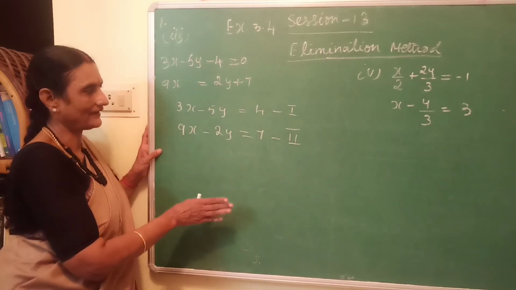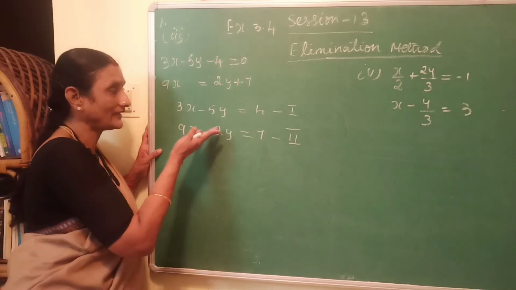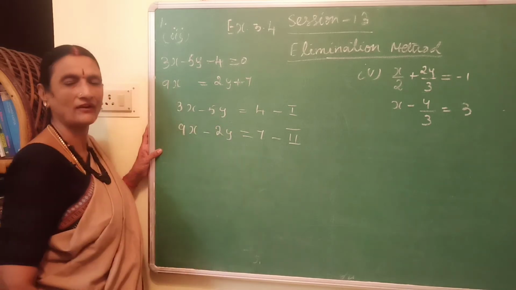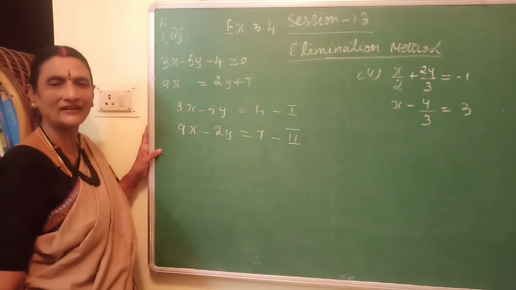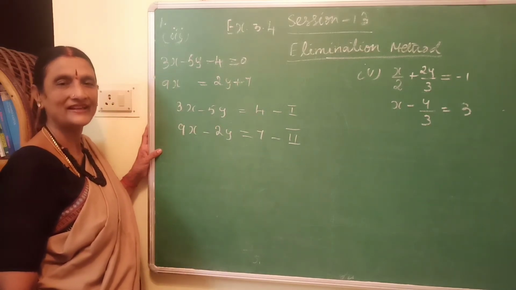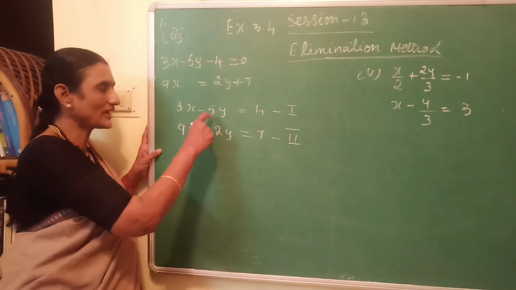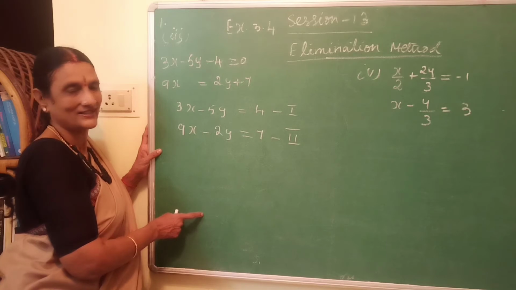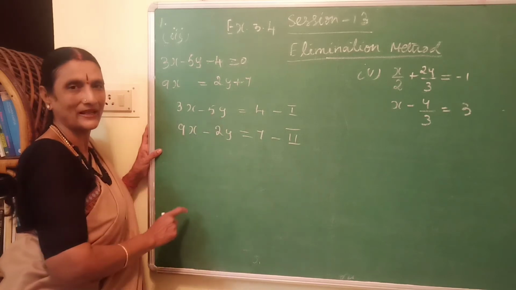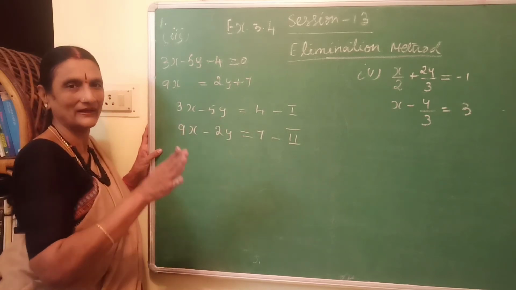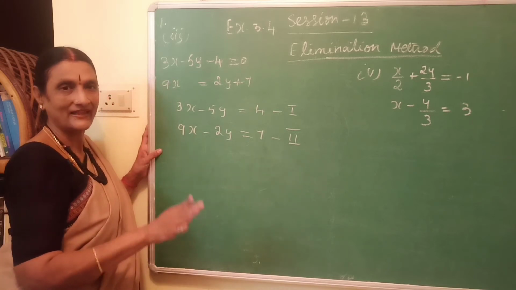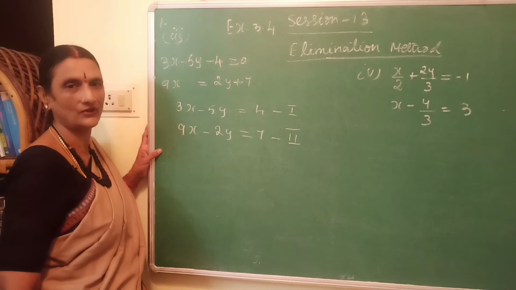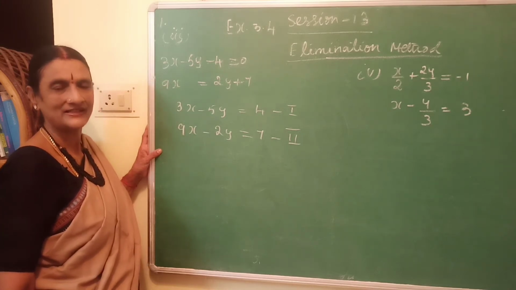Are you understanding? Now, some of you might be wanting to remove variable y. So 2 and 5, what is the LCM? Can you tell me what is the LCM of 2 and 5? It is 10. So you should have the coefficient 10 for both y terms. So first equation we have to multiply by 2, second equation we have to multiply by 5. There are again two options available to you. You can choose anything of your wish. Is it clear to you?